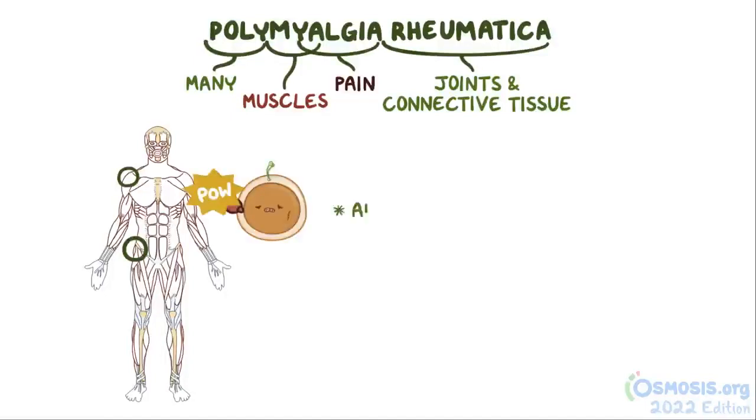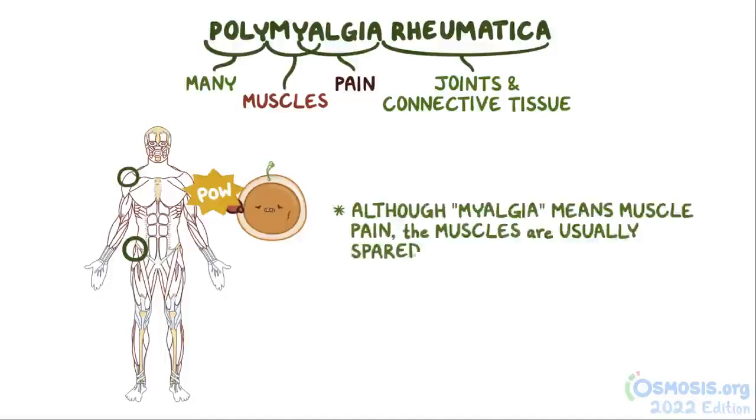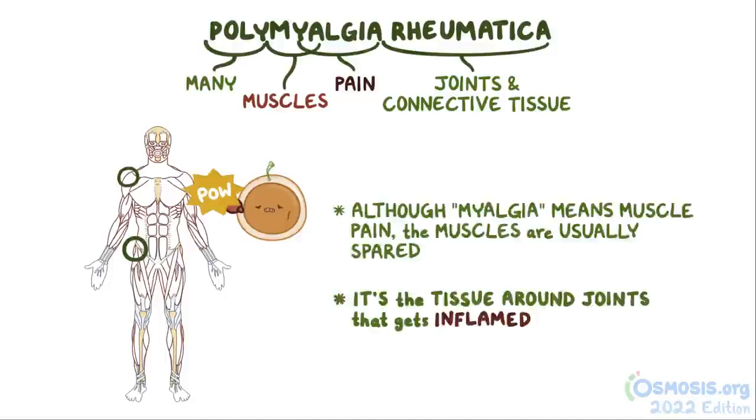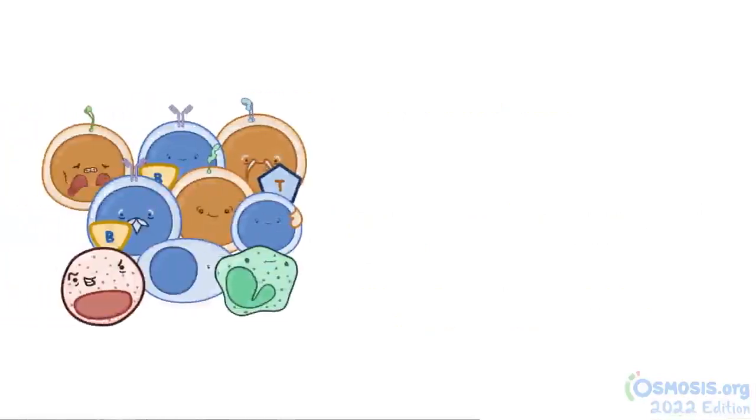It's important to note that although myalgia means muscle pain, the muscles are usually spared and it's the tissue around the joints that mostly gets inflamed. Normally, the cells of the immune system are always hanging around, ready and excited to spot and fight against anything foreign that could cause harm inside the body.